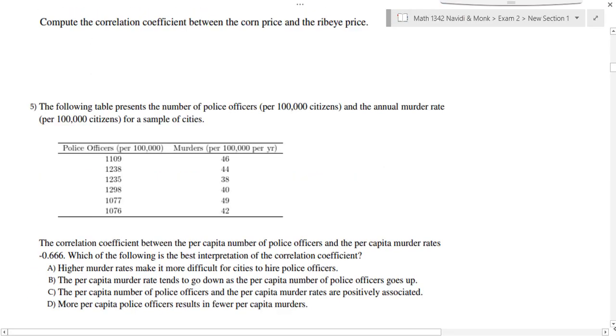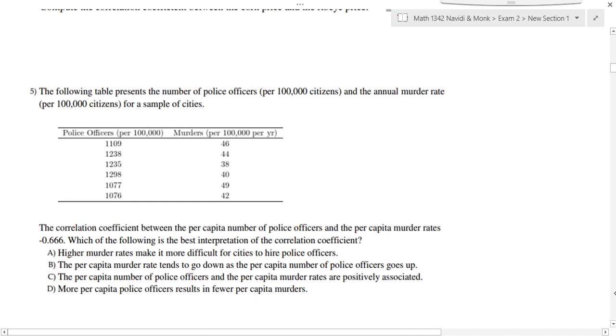Number 5 says the following table presents the number of police officers per 100,000 citizens and the annual murder rate per 100,000 citizens for a sample of cities. So in the first column we have the police officers, and then in the second column we have the murders. The correlation coefficient between the per capita number of police officers and the per capita murder rates is negative 0.666. Which of the following is the best interpretation of the correlation coefficient?